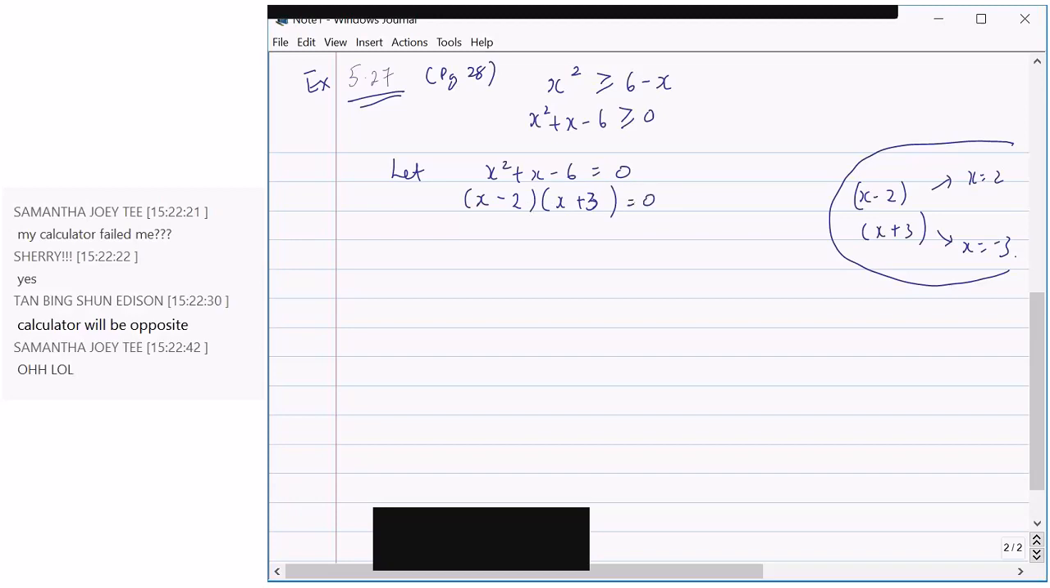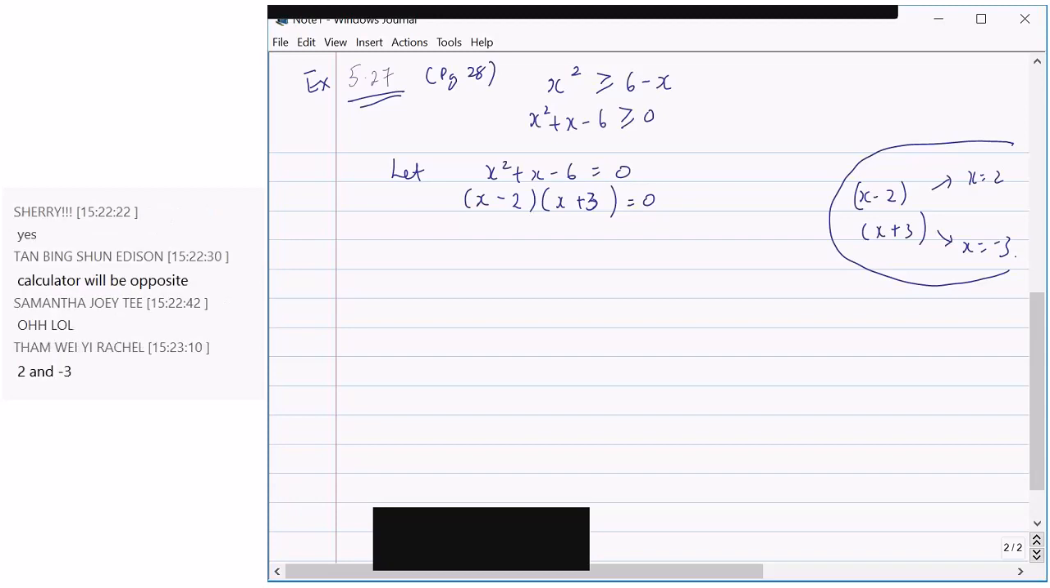So what are the two x-intercepts? Rachel, what are the two x-intercepts? So x equals 2 is the first intercept, and x equals negative 3 is the next intercept. Okay? So far so good. But this is not what I'm looking for. I'm intending to solve the quadratic inequality. What's the next thing I need to do? Junwei, can you help me, please? What's the next step after I found the solutions to the equation?